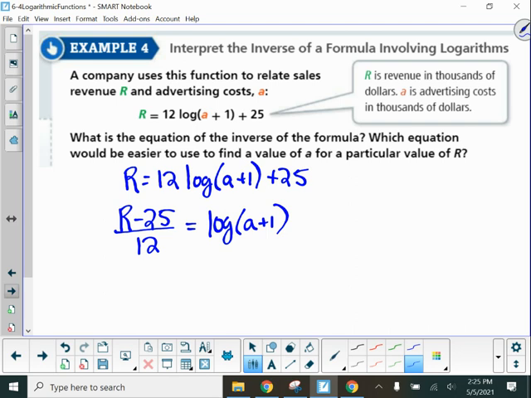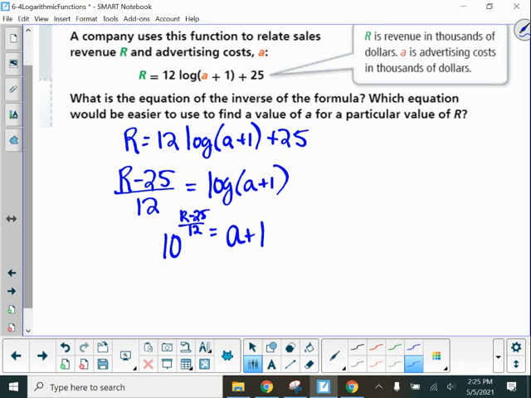My base here is 10 because this is a common log. I don't see that base. So 10 to the (R minus 25) over 12 power is equal to A plus 1. And then you would subtract 1. So 10 to the (R minus 25) over 12 power minus 1 is equal to A.